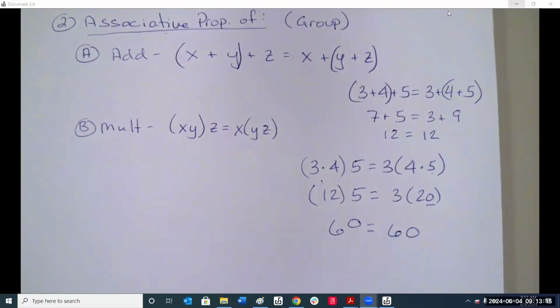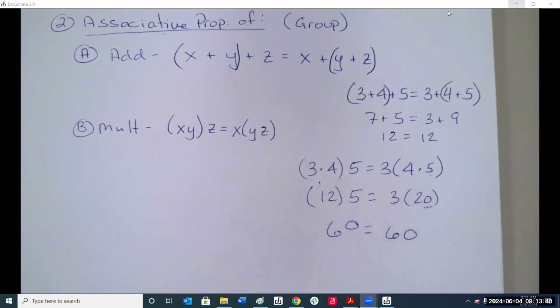So if you have a series of numbers, you can pick which ones to do first if they're the same operation. Doesn't matter which side you choose. As long as the operations are the same. In other words, if I had addition and multiplication together, then I'm limited in what I can do. So since all of these are multiplication, I could pick whatever 2 I could put together first.